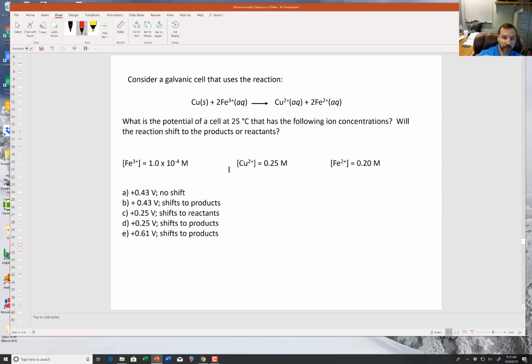Now, of course, the first thing we need to do is determine what our half reactions are. So we can say we have copper 0 here in our reaction. It's converting to copper 2.